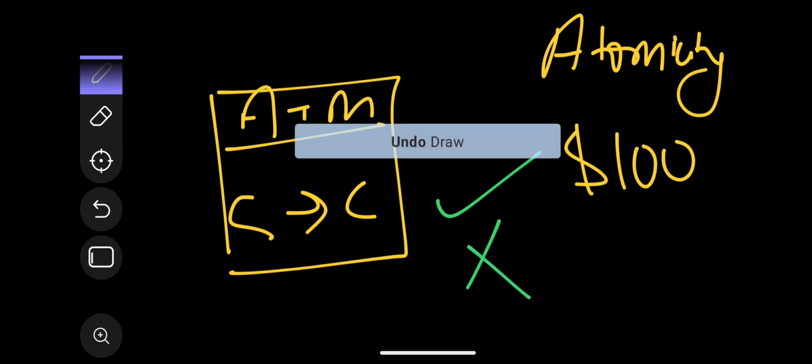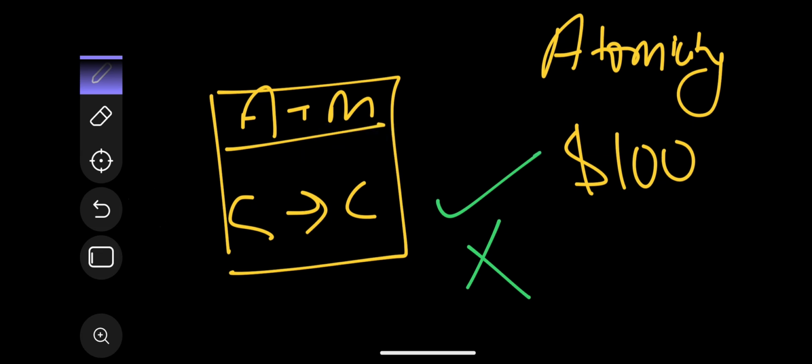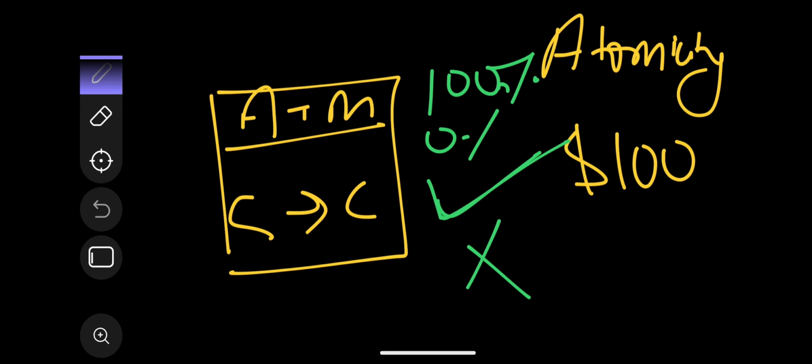So here, what is atomicity? The operations that constitute the transaction either all succeed or all fail. You either do 100%, or 0%. This is atomicity. Now let's talk about consistency.